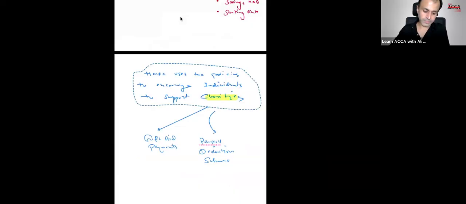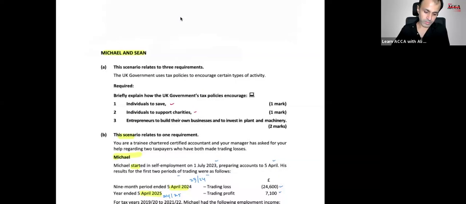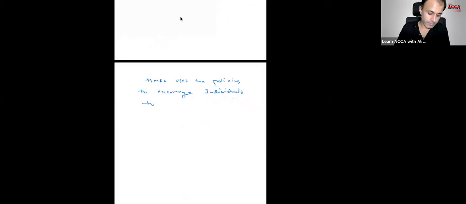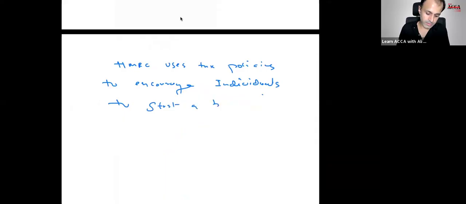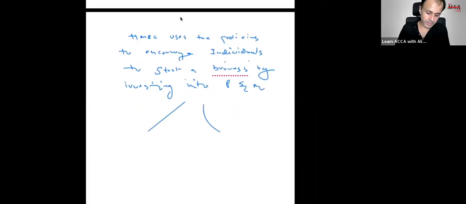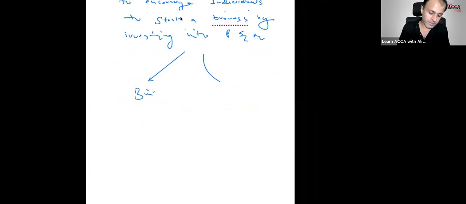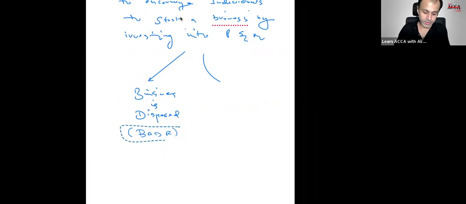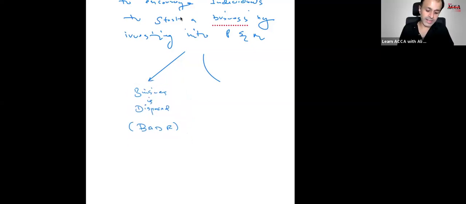So HMRC uses the tax policies to encourage entrepreneurs to start a business by investing into plant and machinery. The first one is when the business is disposed later on, it attracts BADR, Business Asset Disposal Relief. That is an incentive to an entrepreneur who starts a trade, and the day the trade comes to finish off, that day becomes entitled to Business Asset Disposal Relief. That's an incentive to me in setting up a business.